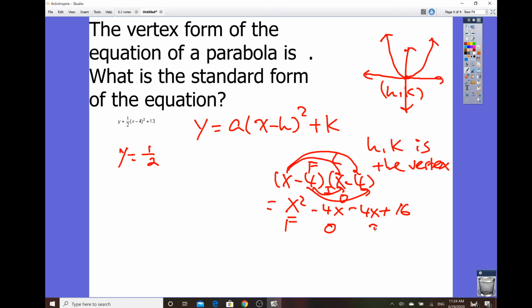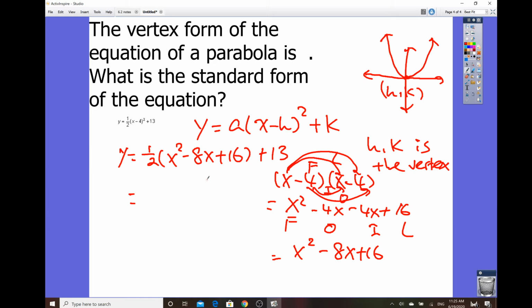Again, FOIL: first, outside, inside, last. For the next step, combine the middle terms together. So x squared minus 8x plus 16. Basically this can be written as 1/2 times x squared minus 8x plus 16. And don't forget about that constant 13, it's outside the parentheses. The rest of this we can just distribute: 1/2 times x squared is 1/2 x squared, half of negative 8x is negative 4x, half of 16 is 8. And don't forget about the constant once again. For the final step, we can combine the like terms: 8 and 13, which is 21.